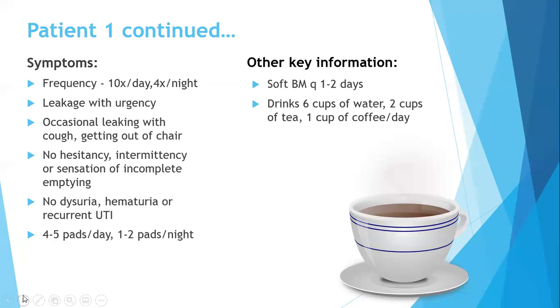Other information I mentioned earlier to keep in mind is about fluids and diet. She is having soft bowel movements. She drinks a lot of water, 6 cups, 2 cups of tea, and a cup of coffee every day. All right, I hope, as I'm talking, you're thinking through that list of risk factors, that list of things that can create trouble in an elderly person. I hope you're starting to think of some things you could consider for this lady. Next slide, please.